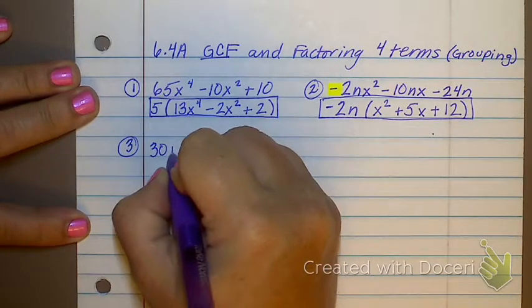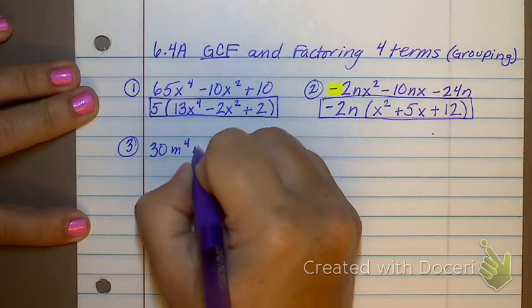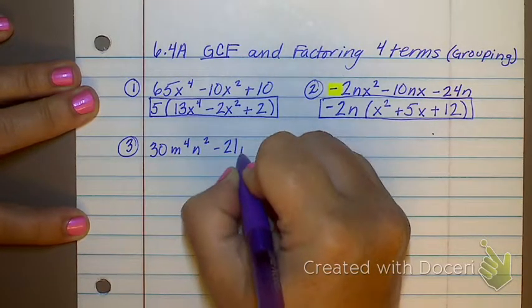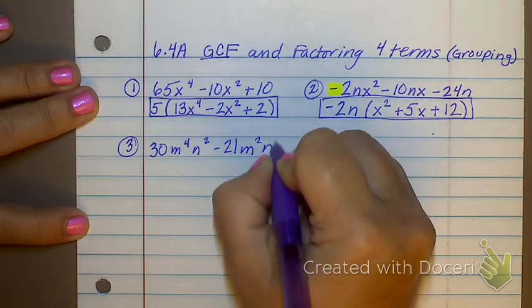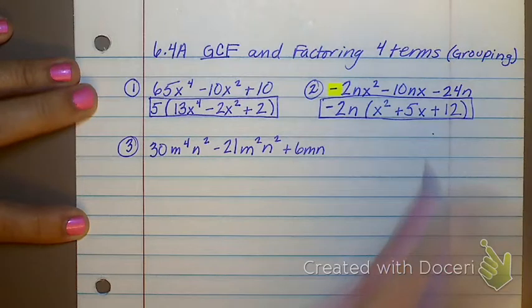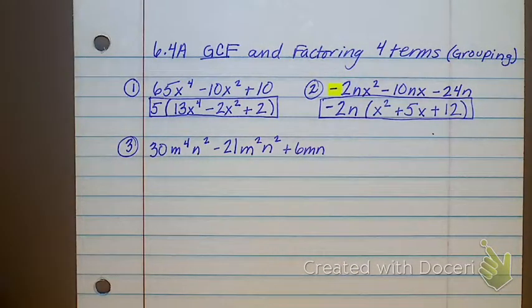30m to the fourth, n to the second, minus 21m squared, n squared, plus 6mn. You try that one. Take out what they have in common.